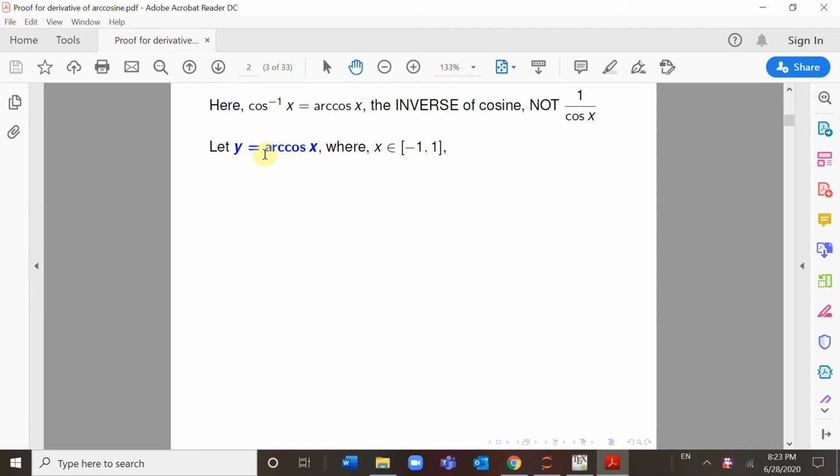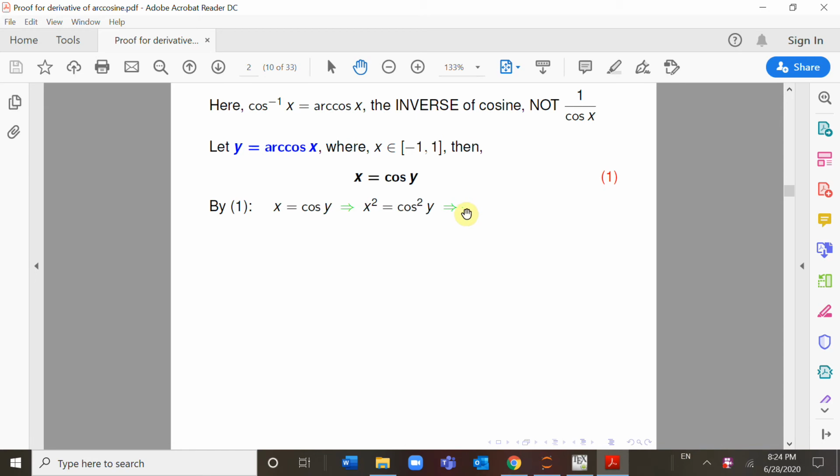First, let y equal arc cosine x. X is in the interval -1 to 1. So, since they are inverse functions, x is cosine y. Then we square both sides, multiply by -1, and add 1 on both sides. You see here is sine squared. Then we take the square root on both sides.